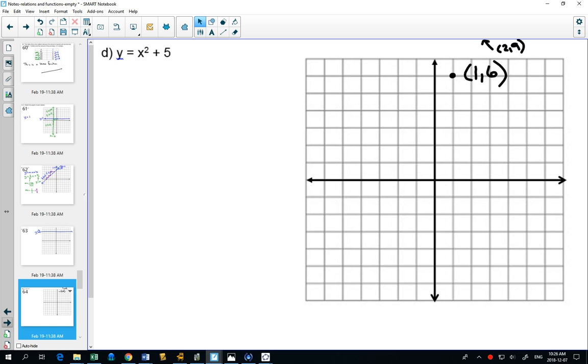Now, when finding points, what we're doing is we're picking, you can pick any value of x that you like and plug it in to see what happens. So when we found 1 comma 6, we plugged in 1 for x, simplified it, and found out that it was 6. When we wanted to find 2 comma 9, we plugged in 2 for x, simplified it, and found 2 comma 9.